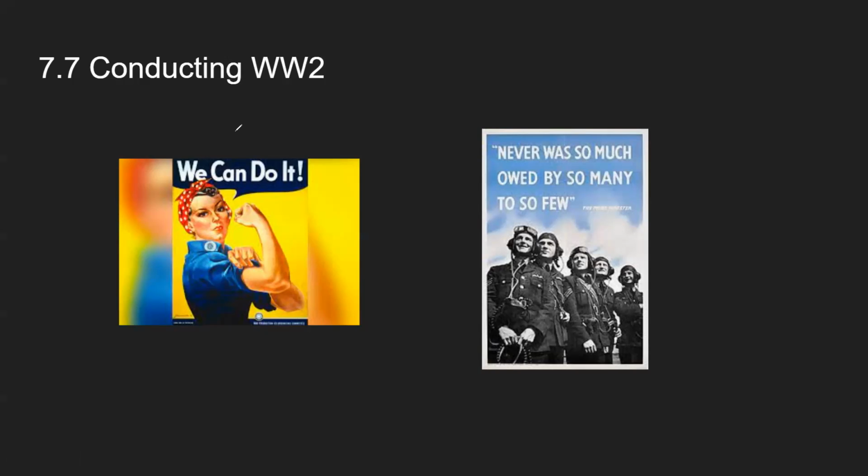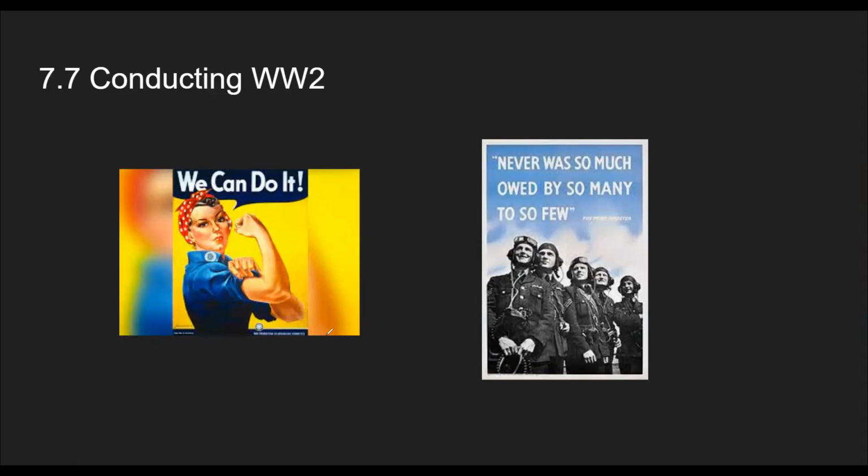One of the most popular ones, and probably the most known, is Rosie the Riveter, as shown here. Basically, it was used to great effect in order to get people to join the war. Along with this, there was also this one, a Royal Air Force recruitment poster. So propaganda was used to great effect to get the public to support the war, and it was pretty effective.